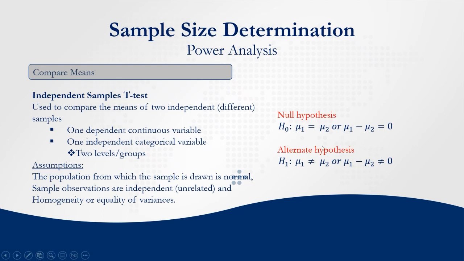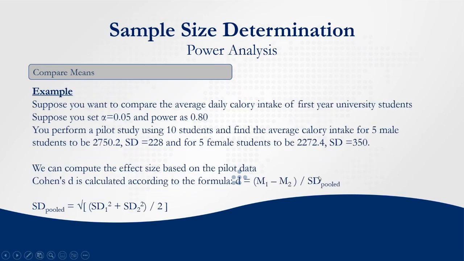The null hypothesis will be that the IQ for the two groups is the same, and then we've seen the alternate. So using this example, suppose I want to compare the average calorie intake of first-year students, right? So I want to compare the calorie intake by gender.